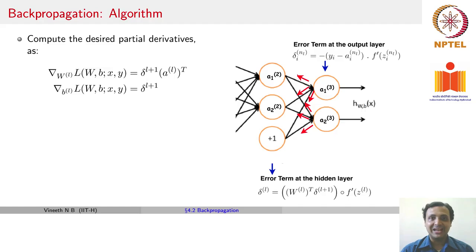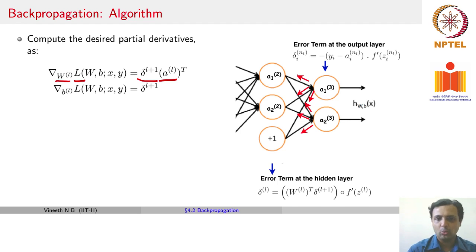Having computed these deltas for different layers, remember delta is the contribution of every node to the error. We are now going to use those deltas to find the partial derivatives of the loss with respect to every weight in the neural network. How do we do it? Very simple now. The gradient of the loss with respect to every weight in any layer l is simply given by taking delta^{l+1}, the contribution of the error term in the next layer, and multiplying it by the activation of the lth layer.